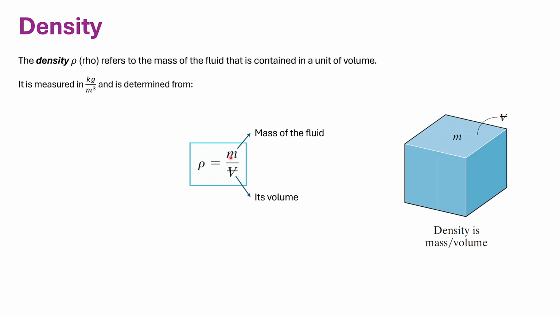Rho equals m divided by v, and v is shown like this, something like an upside down a, so that it is not confused with v that can be used as velocity. So rho equals m divided by v, in which m is the mass of the fluid and v is its volume. This figure is also showing this cube has a mass m and volume v. So the density is mass divided by volume.